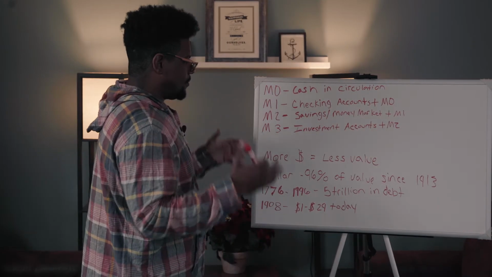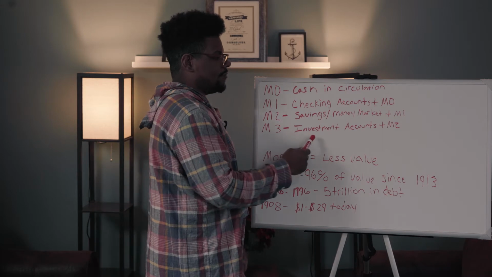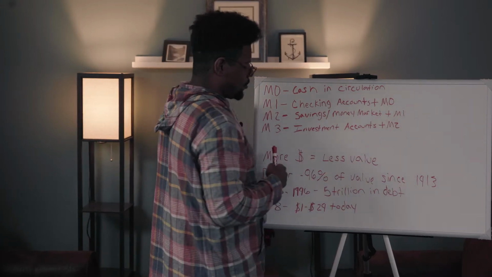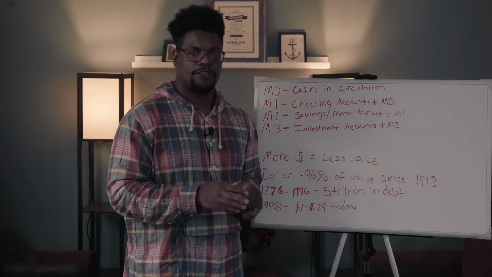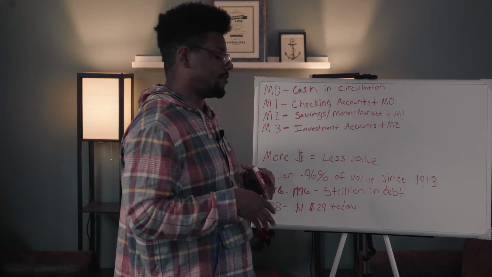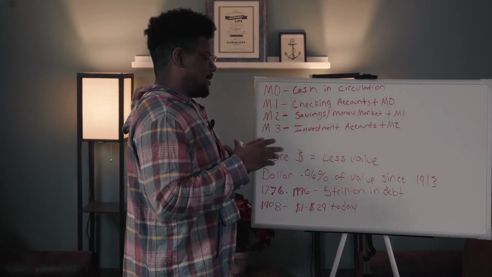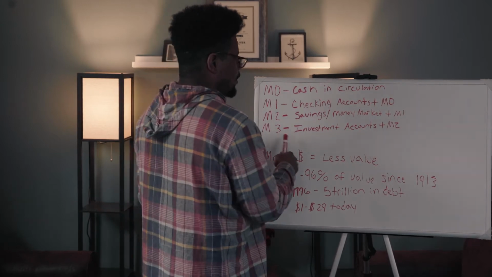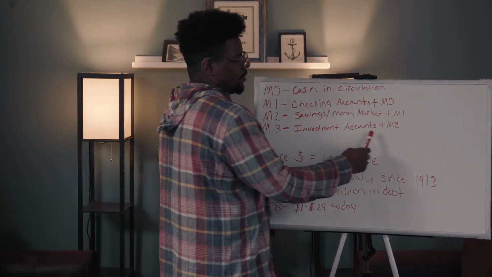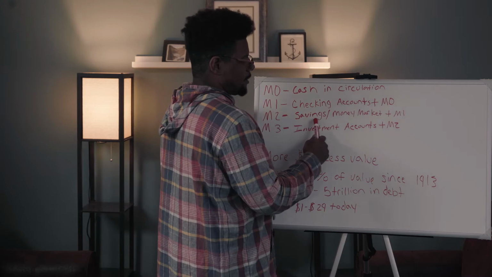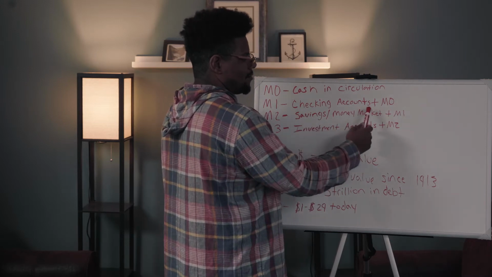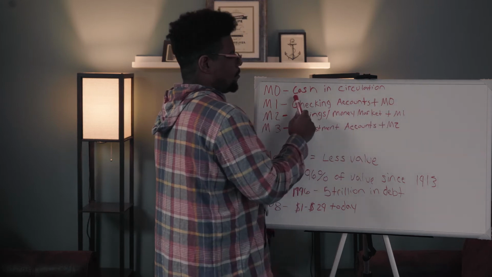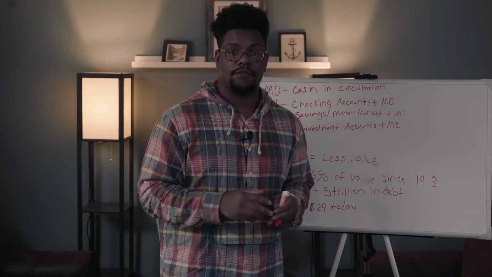So now you get to M3. M3 is investment accounts plus M2. So investment accounts, whether you have a Robinhood or a TD Ameritrade, how much money is in those, all of that added up together equals M3. But M3 also includes M2, which is savings accounts and money market accounts, plus M1, checking accounts, plus M0, which is cash in circulation. So that is how M0 through M3 is broken down.